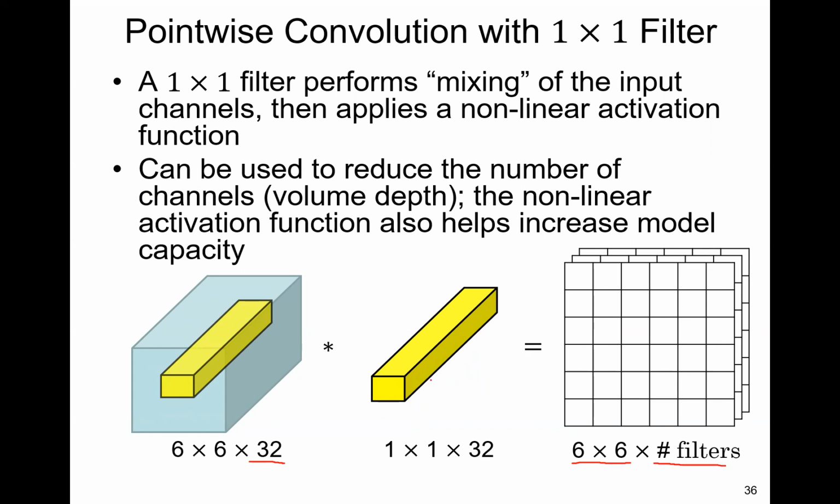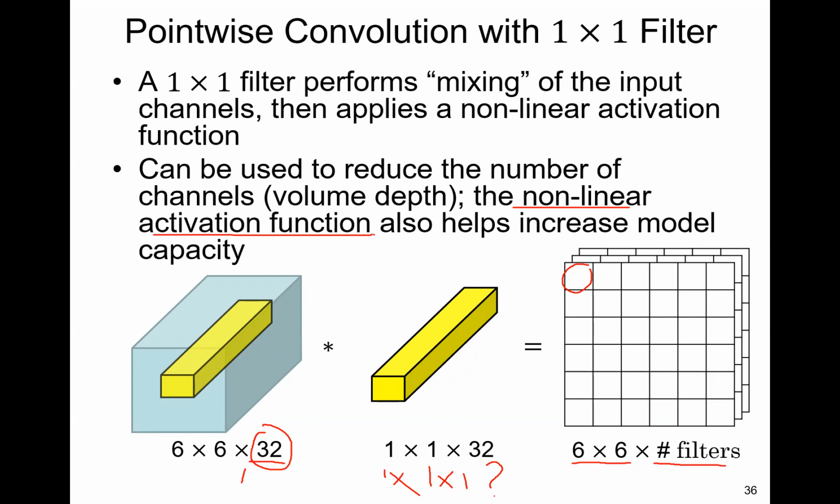Essentially, this input has 32 channels. Then this 1x1 filter performs a mixing of the input channels to generate the output activation map. You may think, if the input has a single channel, say 6 by 6 by 1, does it make any sense to perform the 1x1 convolution, 1 by 1 by 1? It doesn't make too much sense. People don't do it. You're just multiplying the input by a constant. But sometimes it makes a little bit of sense because don't forget the nonlinear activation function.